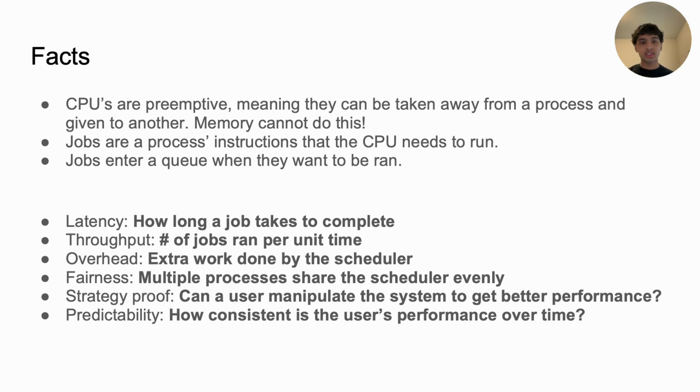We're going to be ranking each of these algorithms based on 6 different criteria. So latency, throughput, overhead, fairness, strategy proof, and predictability. And throughout the video, you'll see what those kind of mean. And each of them will have advantages and disadvantages for the different types of scheduling algorithms.